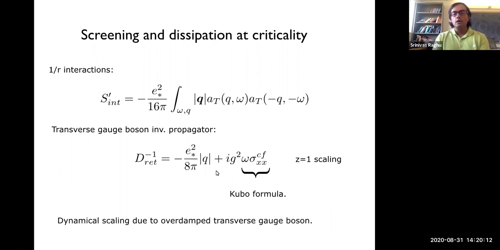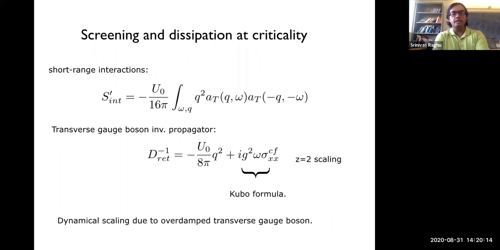Okay, we can repeat this argument for short range interactions. The only thing that changes is Q becomes Q squared in the transverse gauge propagator. And so now we can see that again, the conductivity will be finite by Kubo's formula, and that would set omega goes like Q squared. The boson is again overdamped, and z would be 2.